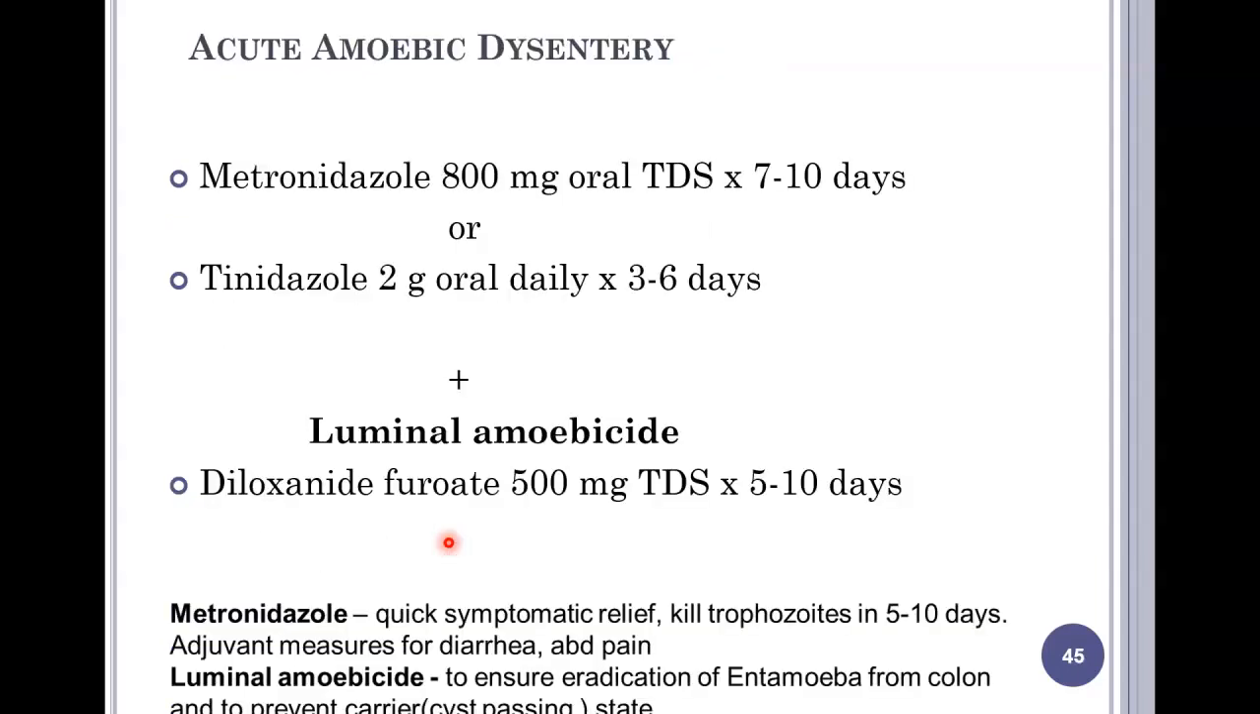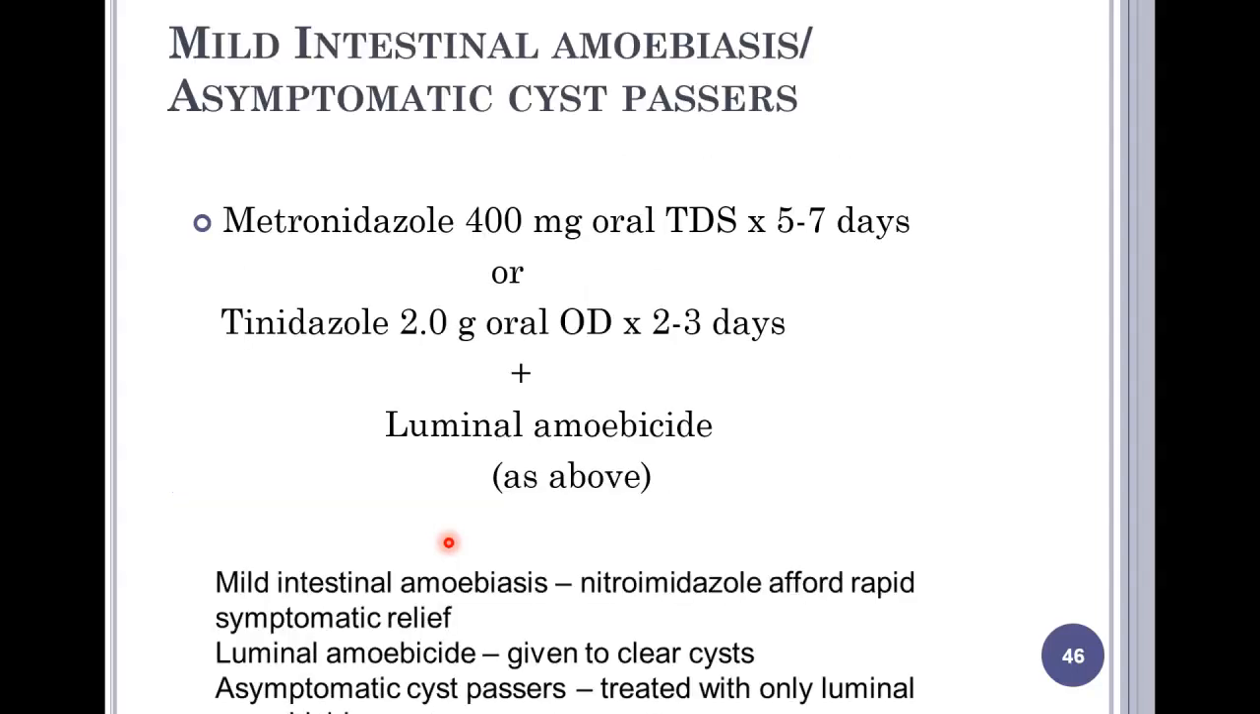The regimen for acute amoebic dysentery is metronidazole 800 mg thrice daily for 7 to 10 days, plus luminal amoebicide, diloxanide furoate 500 mg thrice daily for 5 to 10 days. Metronidazole produces quick symptomatic relief, kills trophozoites in 5 to 10 days, and adjuvant measures should be given for diarrhea and abdominal pain. Luminal amoebicide is given to ensure complete eradication of Entamoeba from the colon and to prevent the carrier state. In mild intestinal amoebiasis or asymptomatic cyst passers, metronidazole 400 mg thrice daily for 5 to 7 days along with luminal amoebicide.